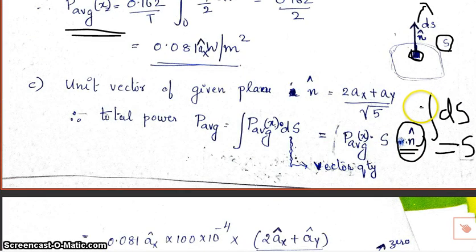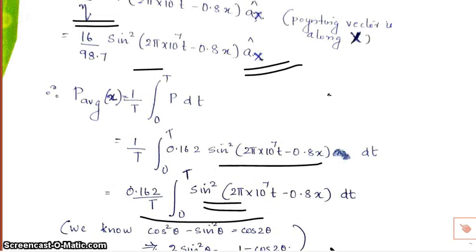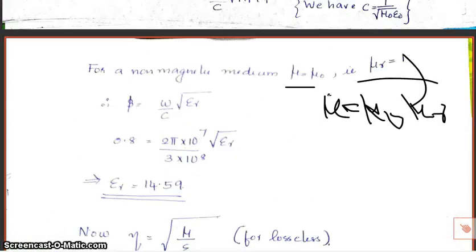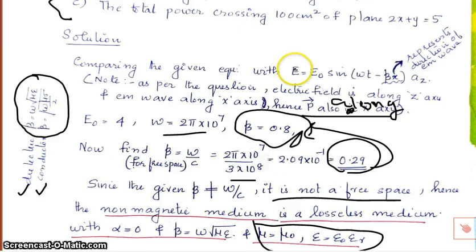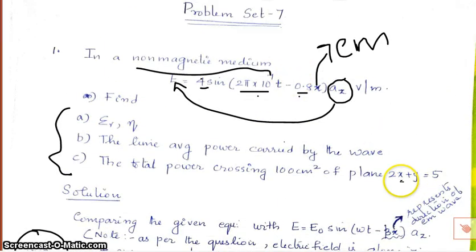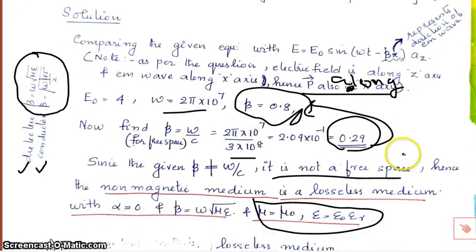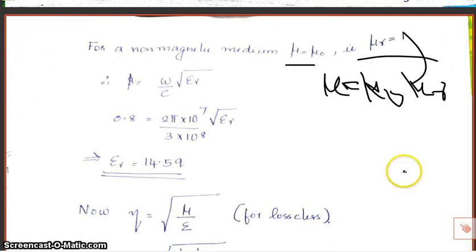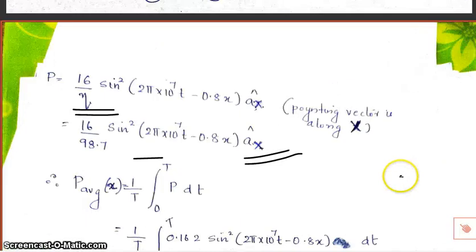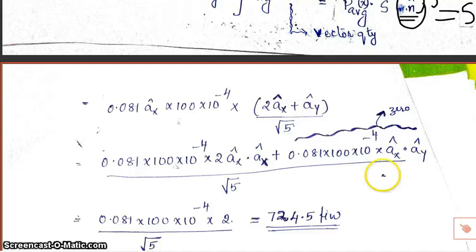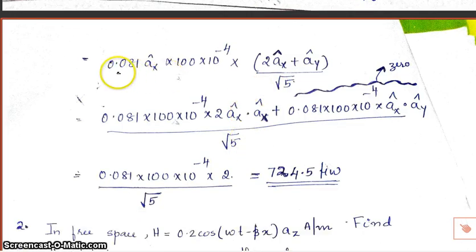So what will be the unit vector? In the question it is given the plane is 2x plus y. So the unit vector of 2x plus y is (2ax plus ay) by square root of 2 square plus 1 square, that is square root of 5. So you can write it as (2ax plus ay) by square root of 5. Okay, so now you can multiply it.